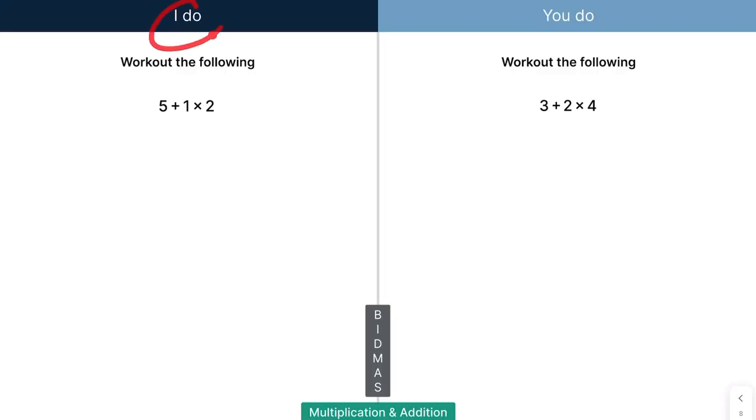The way my videos work, I'm going to do the example on the left, which is I do. You are then going to press pause and have a go at the example on the right, which is you do.